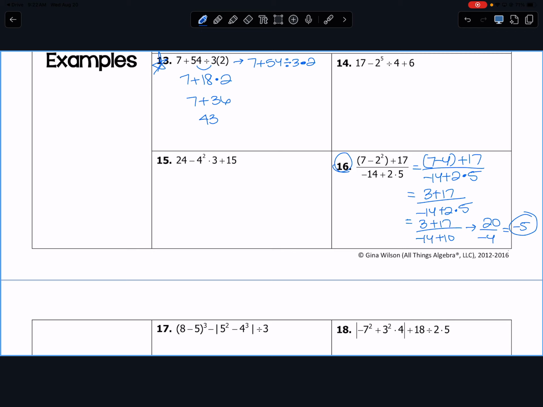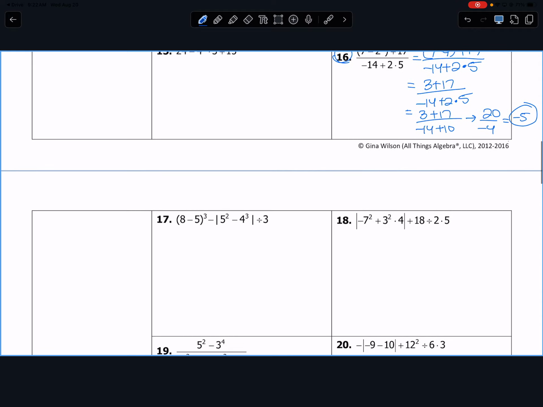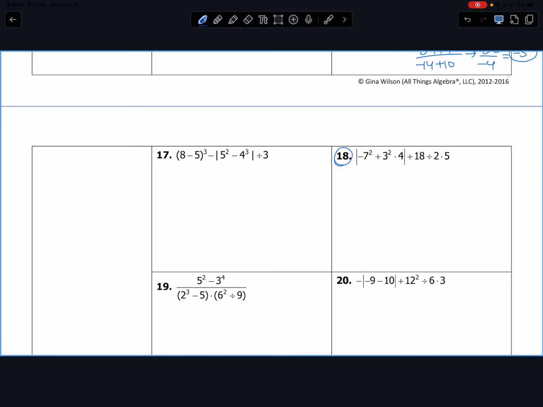All right, so which one should we do next? Yeah, I'll do 19, but let's do 18 first, because I got to do an absolute value one, you know.